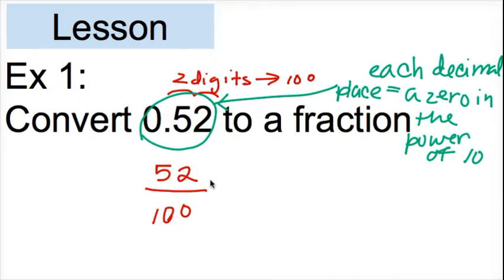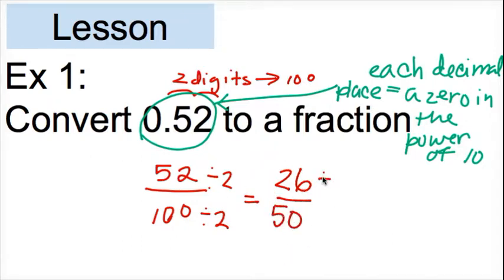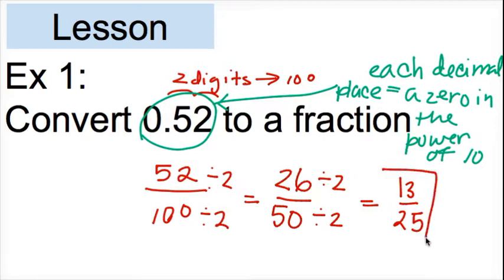Step 3 is to simplify. That means we want to look for a common factor to divide out. 2 is divisible by both. So I get 26 over 50. I can still simplify by dividing out a 2. You may have thought that you could divide a 4 out from the beginning, and you definitely could have done that. Your final answer would be 13/25.